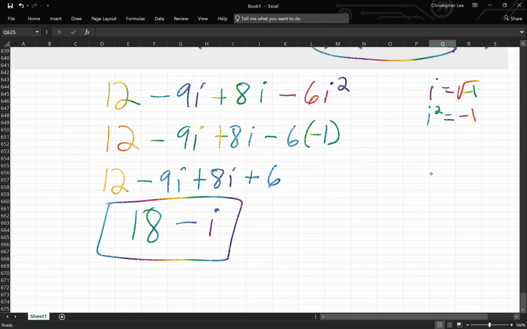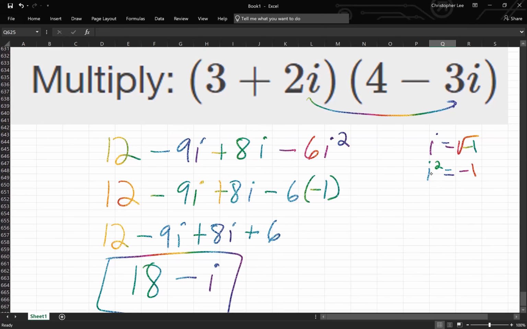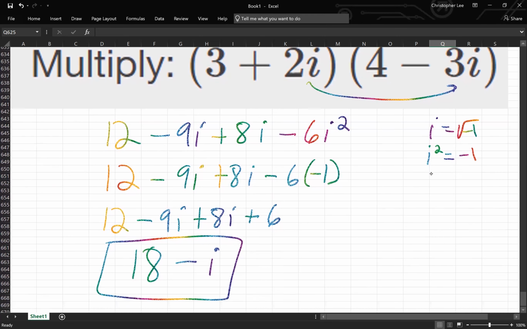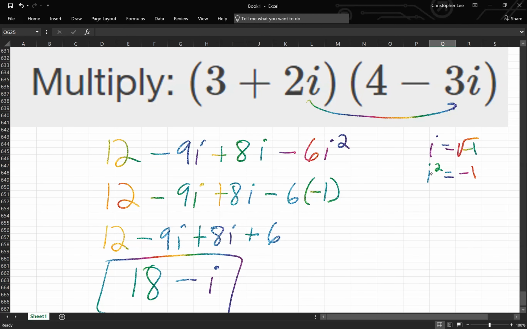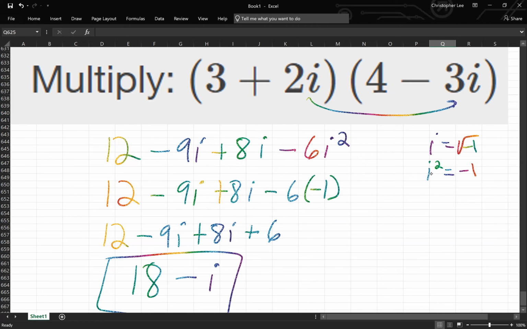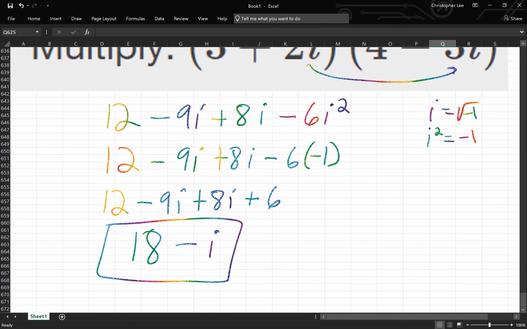What's four, what is it? Yeah, in the beginning of the problem. FOIL it, I thought it was just distribute. Yeah, it's the exact same thing. You just distribute, like 3 times 4, and then 3 times negative 3i, and then 2 times 4. Yeah, FOIL is just a trick to remember how to distribute. But it is distribution, yeah, you're right.